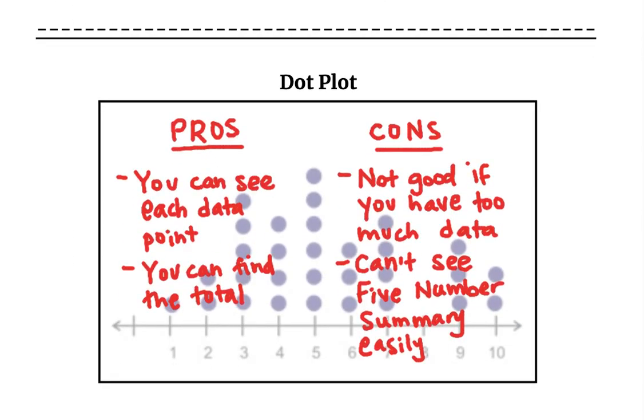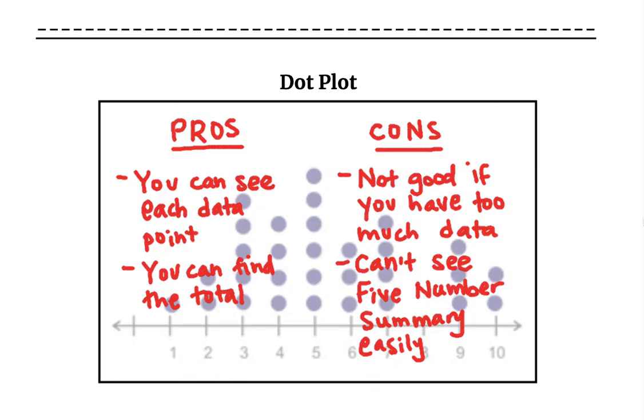The pros, the benefits of using a dot plot with your data set, is that you can see each data point. Each of those dots represents a data point. And then you can easily find the total. You can just count up how many dots there are and you can figure out how many total data points you have. And you can see each of those numbers in there if you wanted to know each data point.